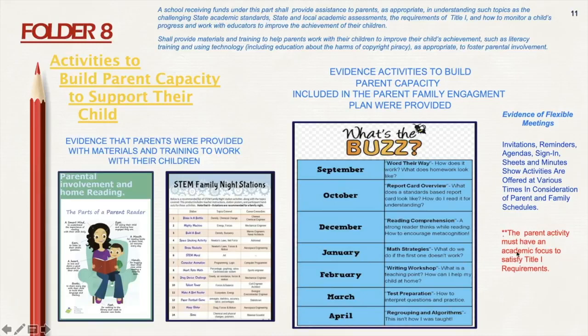And the parent activity must have an academic focus to satisfy Title I requirements. I'm going to refer back to Bingo for Books. Auditors questioned that heavily because we didn't really document well the tie-in between that activity and how it supported parents to help their children. So it's a wonderful activity, and we want to continue with that, but you really need your agenda to show that it had an academic focus.